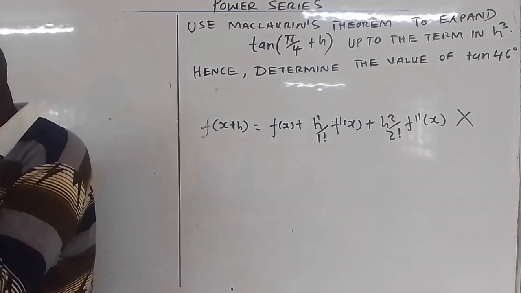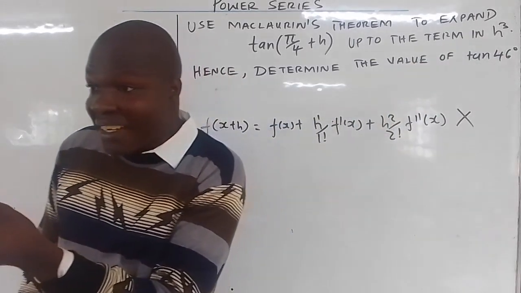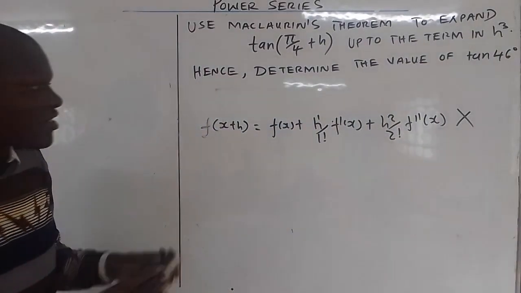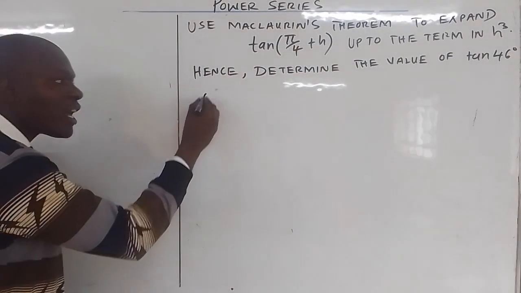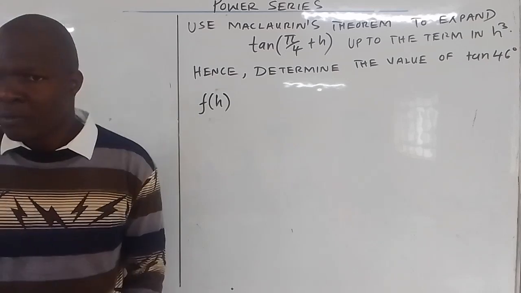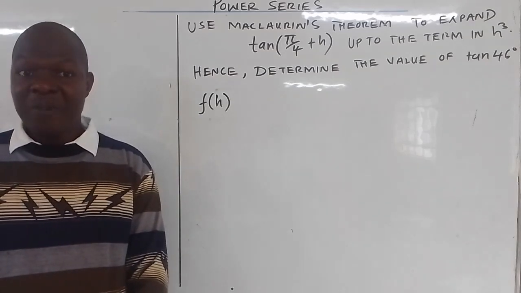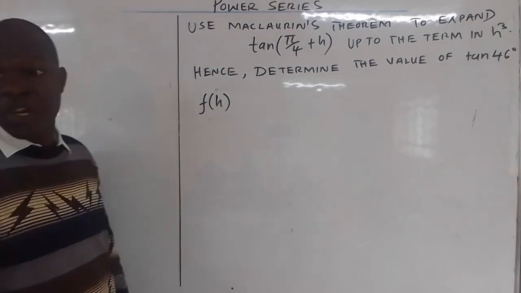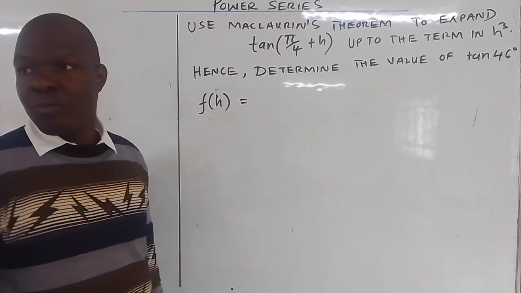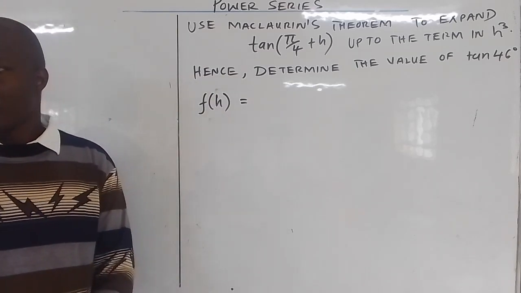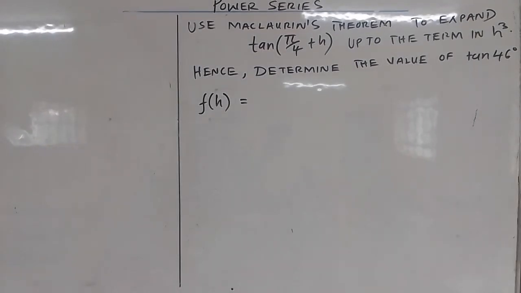So in Maclaurin's theorem, it is no longer x plus h, it means h is the variable. H is the variable. So this is what it means. We are expanding a function f of h. So if you expand the function f of h, what do you get?